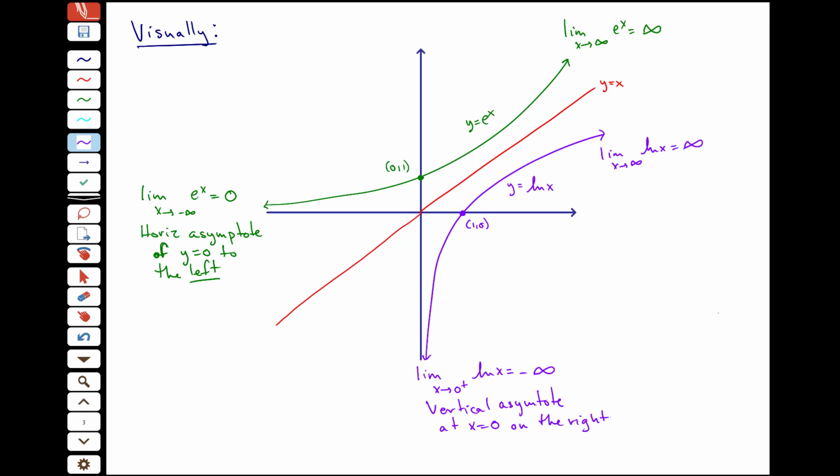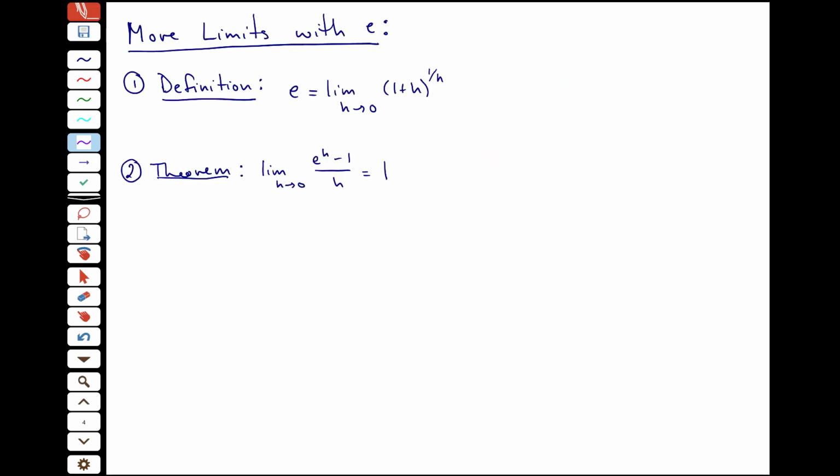Again, because logarithms just aren't defined for negative values, so we cannot look at the other side of that function. So let's look at a little bit more limits with e.